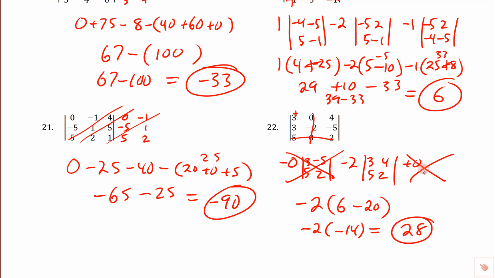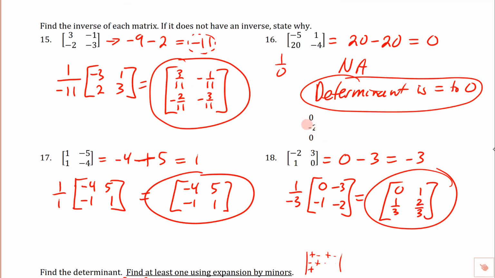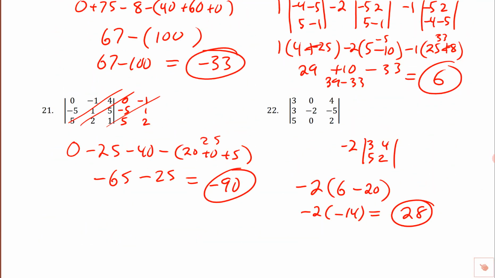Now, I'm going to erase really quickly what we did not need. If you know you've got a 0, we could actually do this. So take a look here. If we're going to expand on this column right here, again, because that's a 0 and that's a 0, we don't even need to calculate those minors.